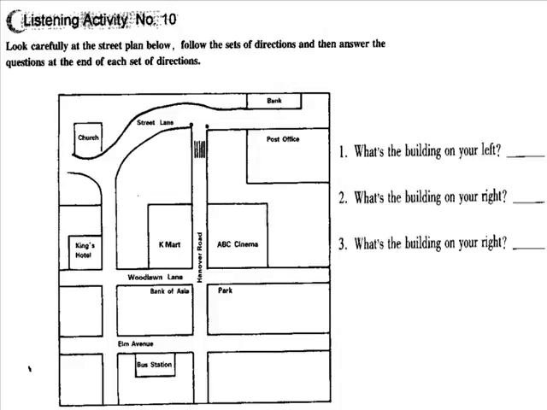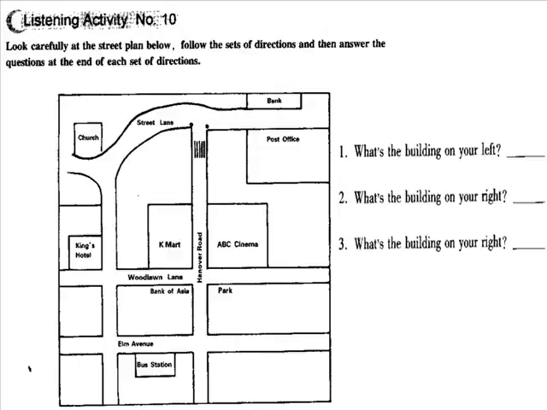2. You've just come out of the bus station. Turn right and walk to the junction of Elm Avenue and Hanover Road. Turn left and walk up Hanover Road. Pass the Bank of Asia on your left and a small park just opposite. Cross Woodlawn Lane, keep straight on until you see the zebra crossing. Turn right, walk along Street Lane to the end of this road. What is the building on your right?